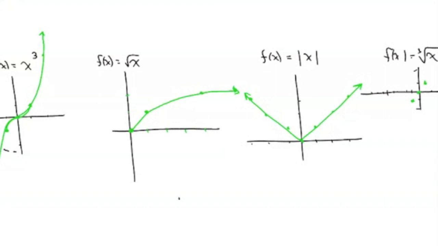And then the next number that's nice? -8. That's why I went out that far. So cube root of -8? -2. Cube root of +8? +2. So your graph is going to look like this, which looks a lot like this, except lying on its side and flipped.